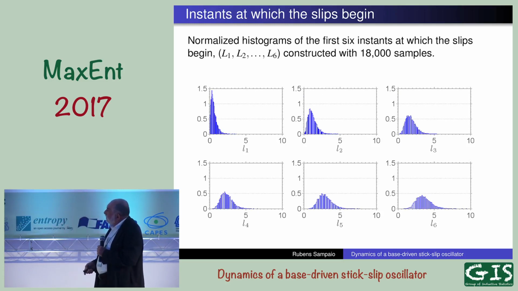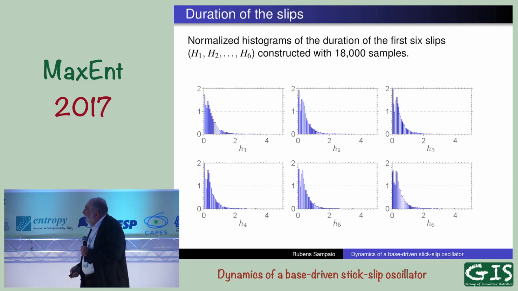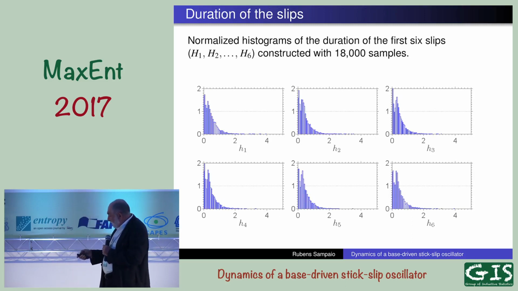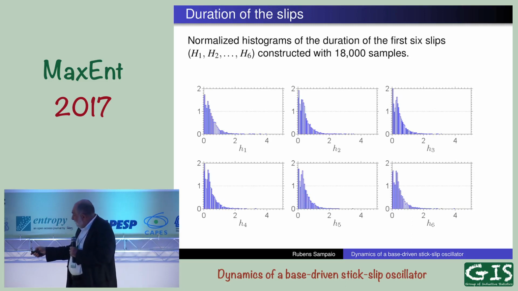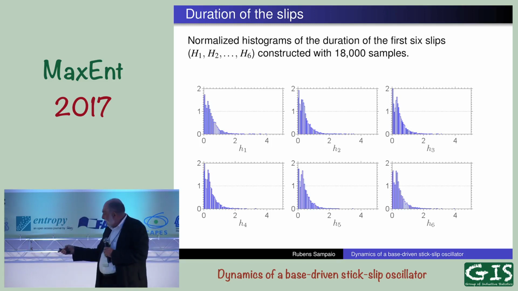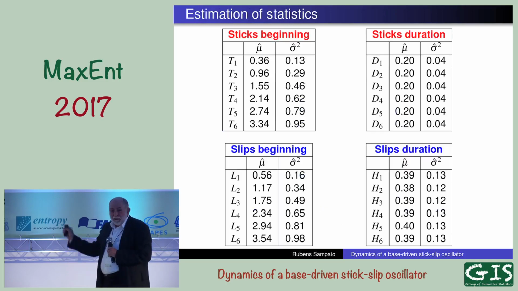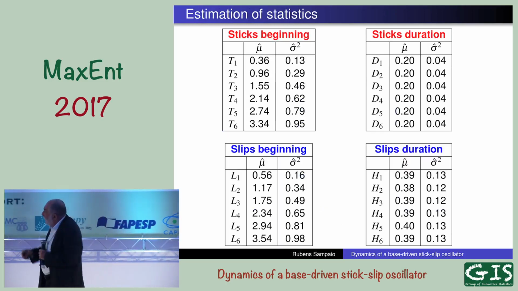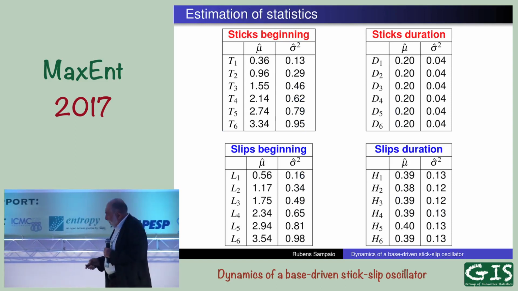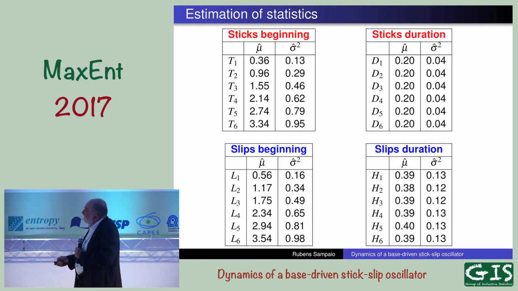Here is the first 6 instants of slips. So here's the distribution of slips. And here is the duration of the slips. Amazingly, you see, I get a bimodal distribution. I don't know why. It's very hard to see the numbers from the histogram, so I'm going to show you some statistics.